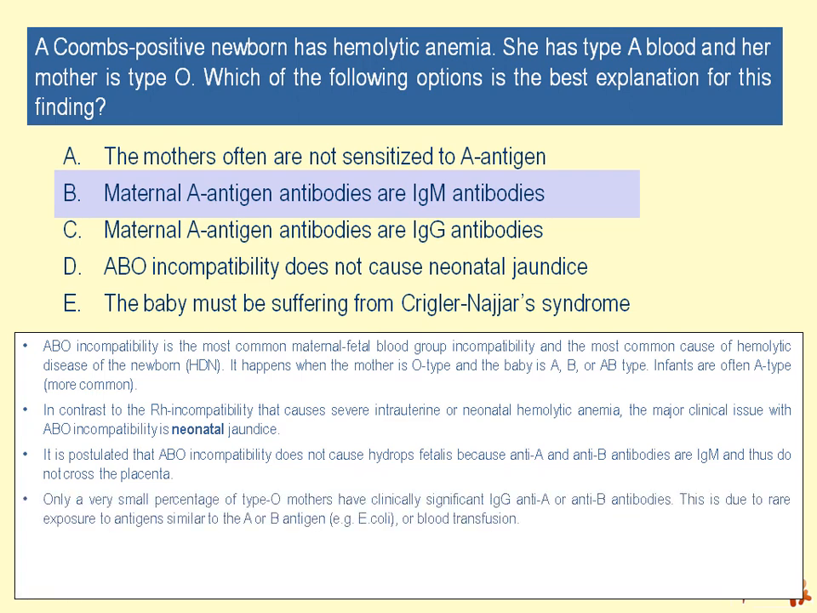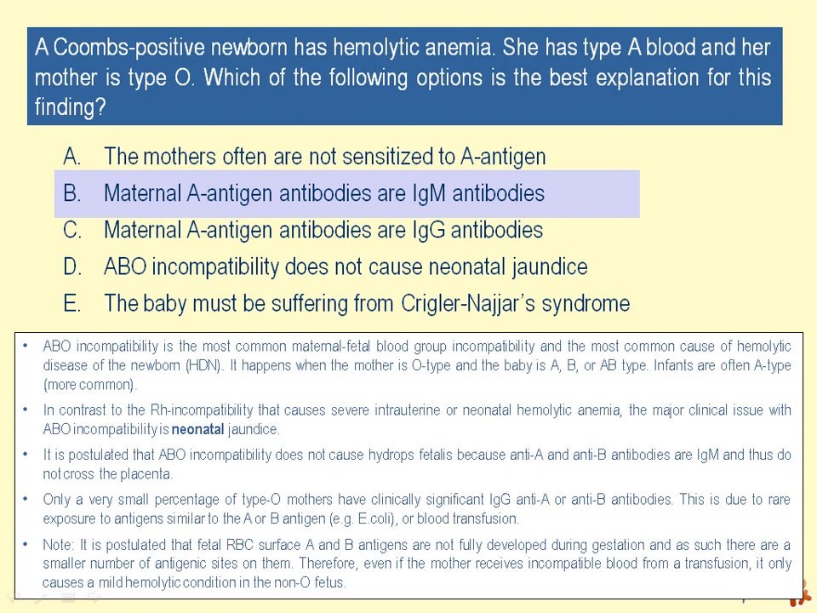Only a very small percentage of type O mothers may have clinically significant IgG anti-A or IgG anti-B antibodies that can cross the placenta. This is due to rare exposure to antigens that may be similar to the A or B antigens, such as the antigens that we get from E. coli, or antigens that we get as a result of blood transfusion.